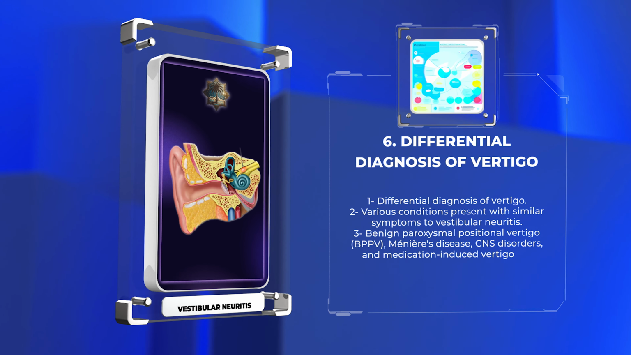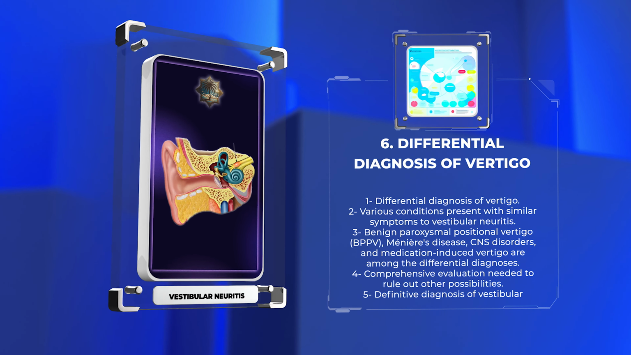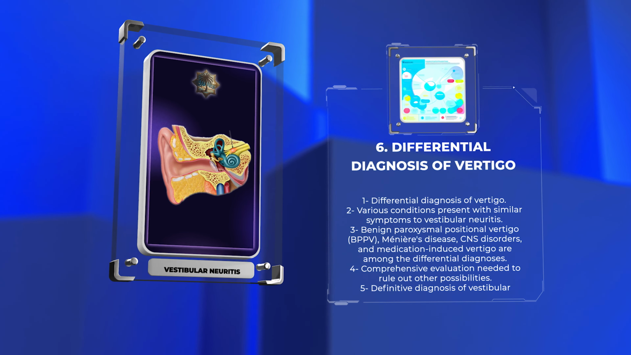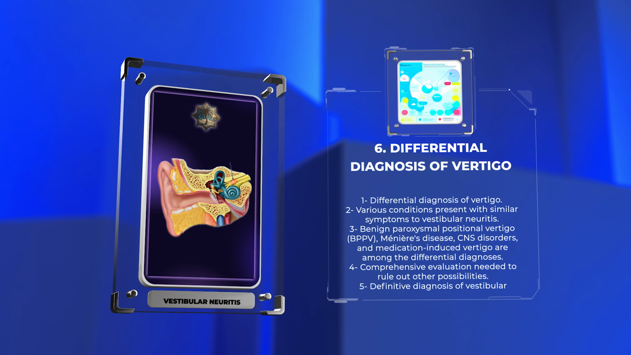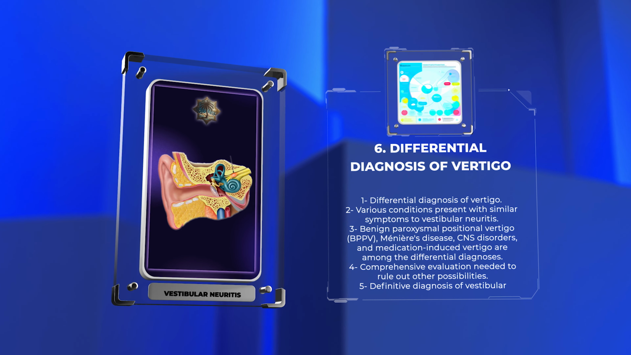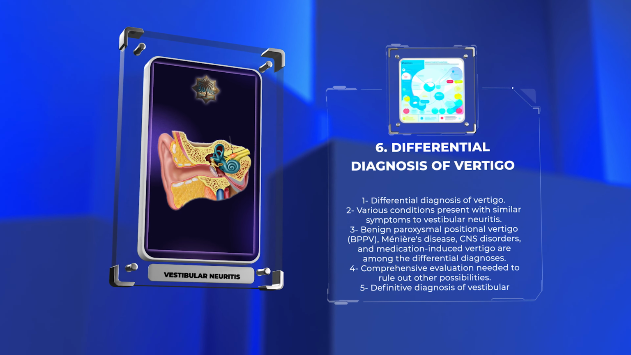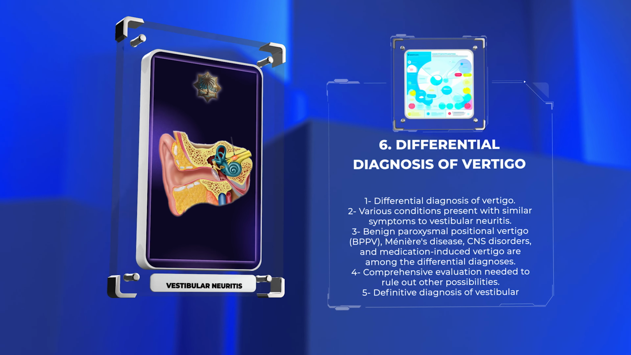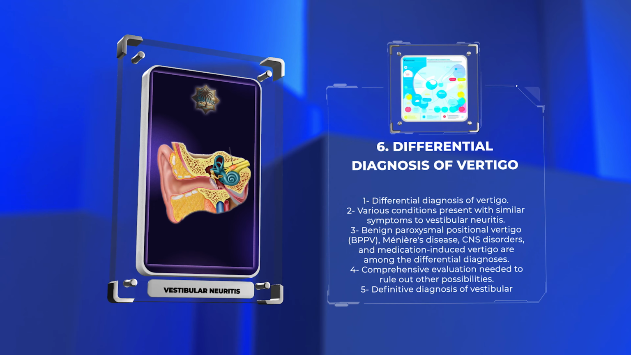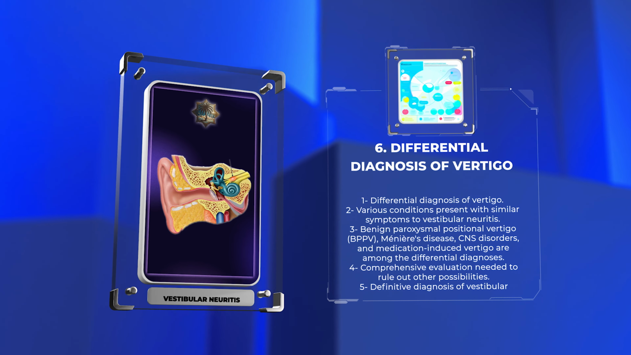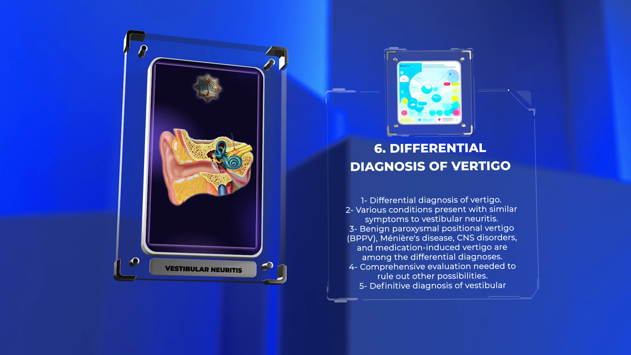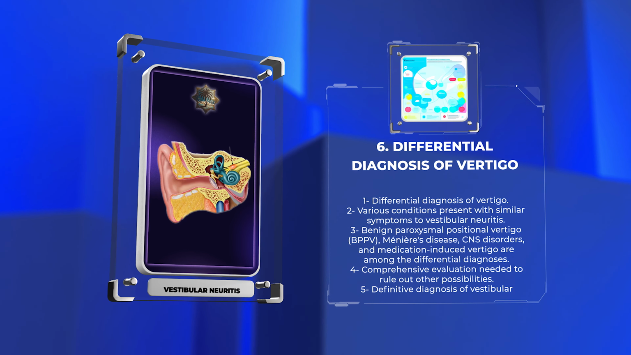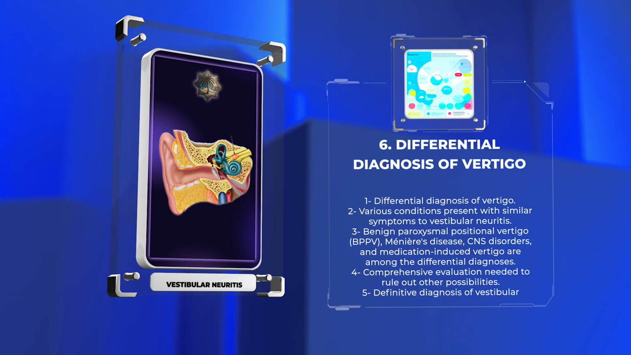6. Differential diagnosis of vertigo. When evaluating a patient with vertigo, it is crucial to consider a broad differential diagnosis. Various conditions can present with similar symptoms to vestibular neuritis, requiring careful consideration and examination. These differential diagnoses include benign paroxysmal positional vertigo, BPPV, Meniere's disease, central nervous system disorders, and even medication-induced vertigo. By conducting a comprehensive evaluation and ruling out these other possibilities, a definitive diagnosis of vestibular neuritis can be made.